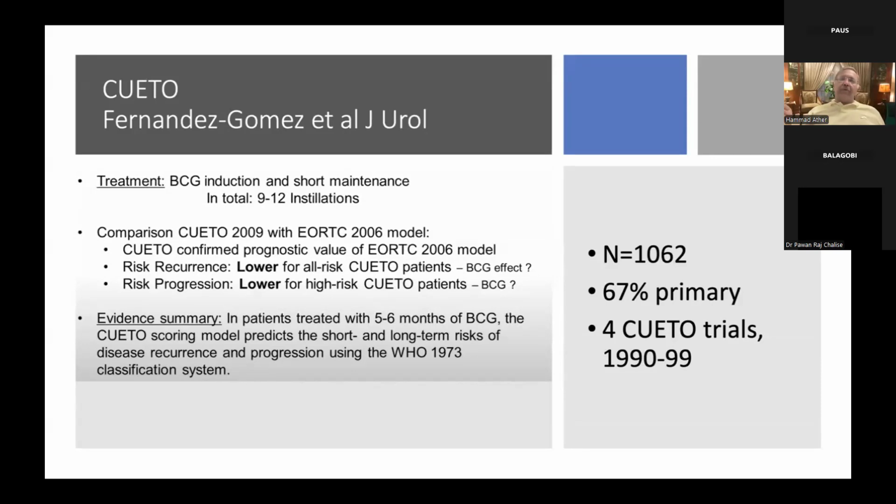CUETO confirmed that the prognostic value of the EORTC 2006 model for both recurrence and progression was lower for all CUETO patients, probably the effect of BCG, because the EORTC trial patients were less frequently treated with BCG. Similarly, the risk of progression was also lower, again probably the effect of BCG. So now we are seeing a changing pattern. The CUETO trial has gender as well, whereas gender was missing from all the other EORTC trials.